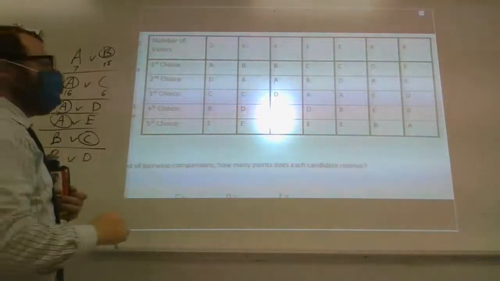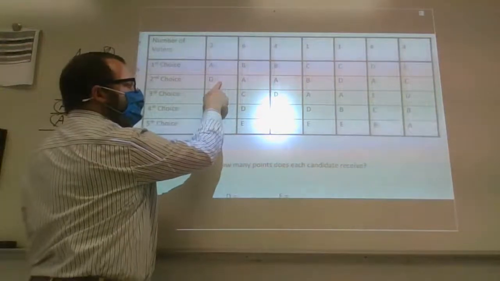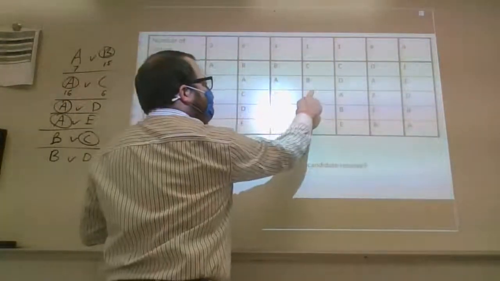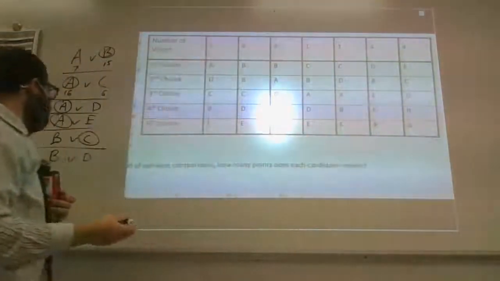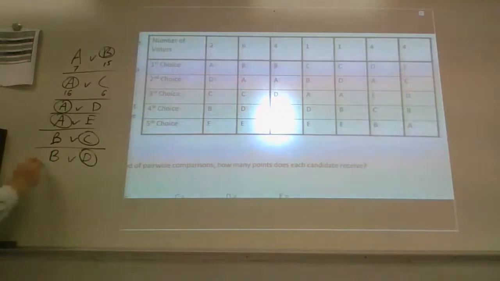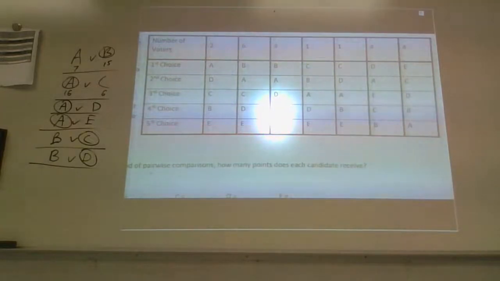BvD. D wins. Oh, here we go. 11. Loss, loss, loss. Only got 11. D wins. Because if B got 11, then D would have gotten 13. Or was it 13? I can't remember how many votes there are. How many total votes were there again? 18, 19, 20, 22. Yeah, that's right. They'd have gotten 13.